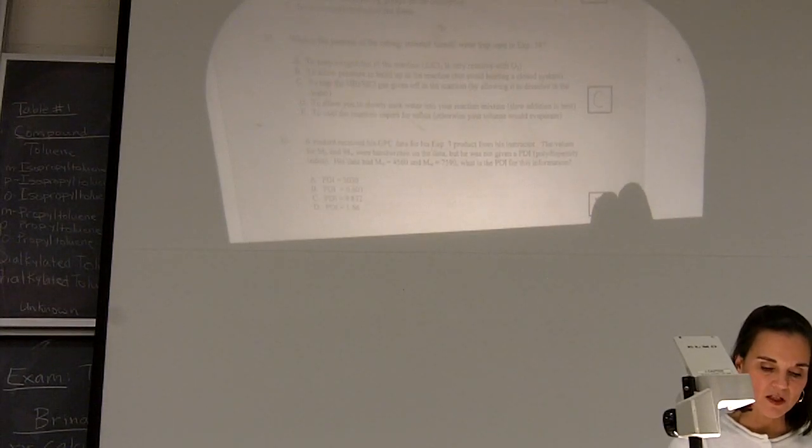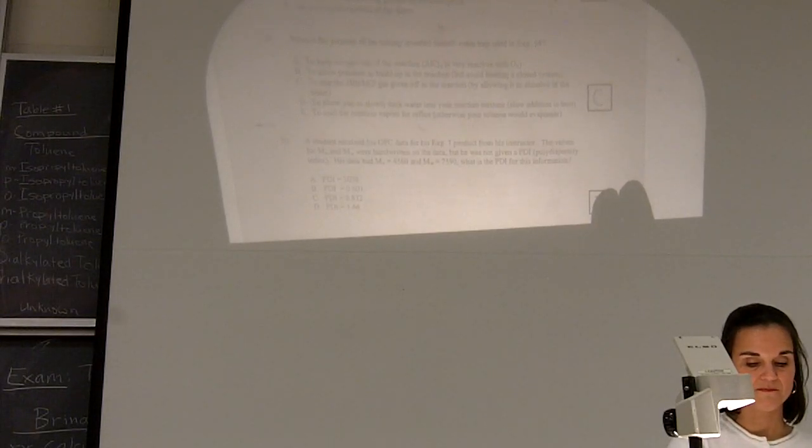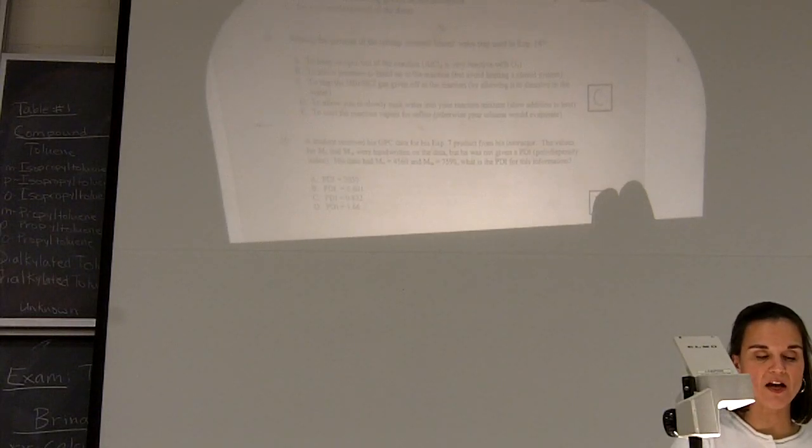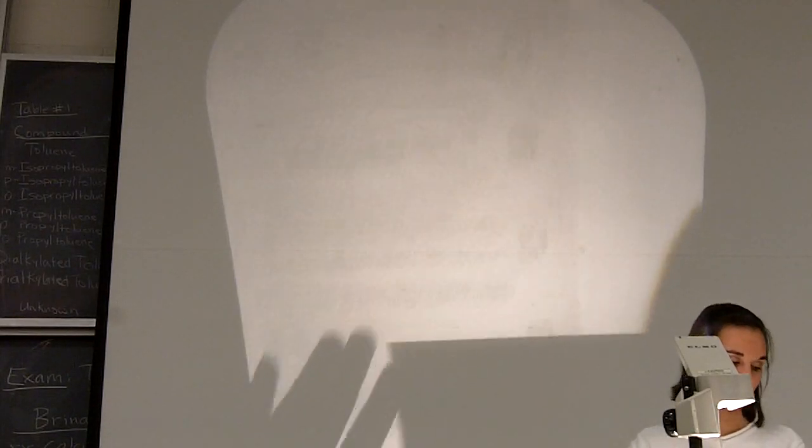The student received his GPC data for experiment 7 product from his instructor. The values for Mn and Mw were handwritten on the data, but he was not given a PDI, polydispersity index. His data had Mn equal to 4560, Mw is 7590. What is the PDI? Well, PDI, how do you calculate it? Mw over Mn, right? So that would be 1.66, D.